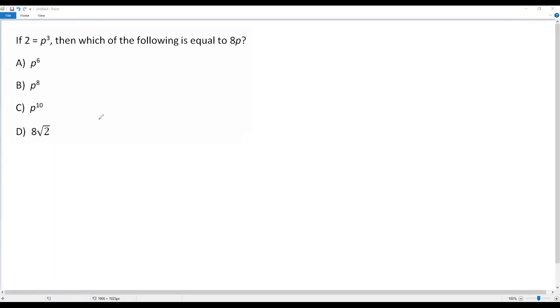Here we have a SAT math problem. Okay, let's go to the question. If 2 equals p cubed, then which of the following is equal to 8p? Let me take the equation we have over here, that is 2 equals p cubed.